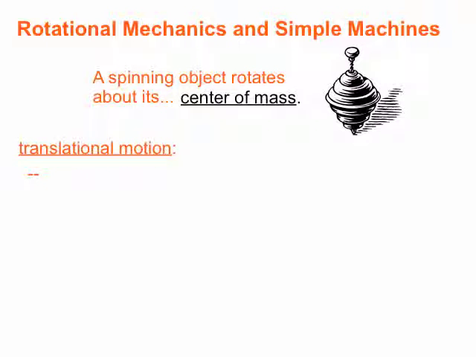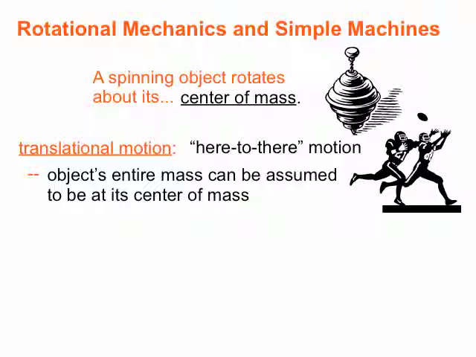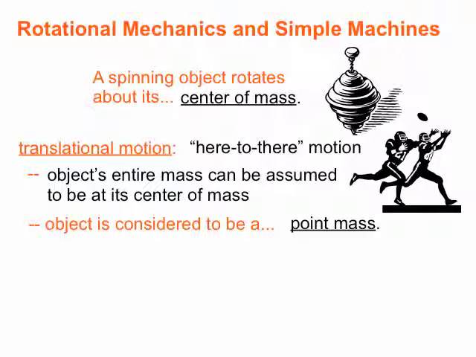Okay, so there's a couple of types of motion. Translational motion is here-to-there motion. That's linear. The object's entire mass can be assumed to be at its center of mass. The object is considered to be a point mass.